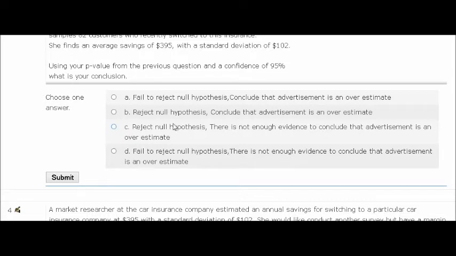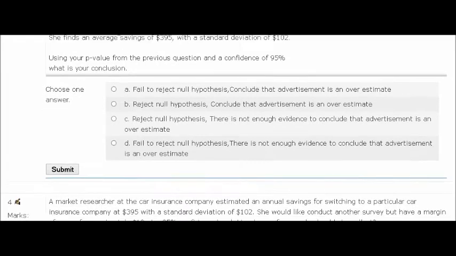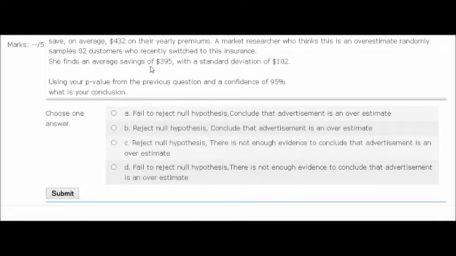And so what does that mean? Recall in the last problem our null hypothesis was that it was equal to this 432. Well, because we've rejected that, the only alternative is the alternative hypothesis, that it is actually less than 432. So we can conclude that the advertisement is an overstatement or overestimate. Absolutely, it's going to be that one. Over here we have not enough evidence to conclude. No, it's going to be B here.